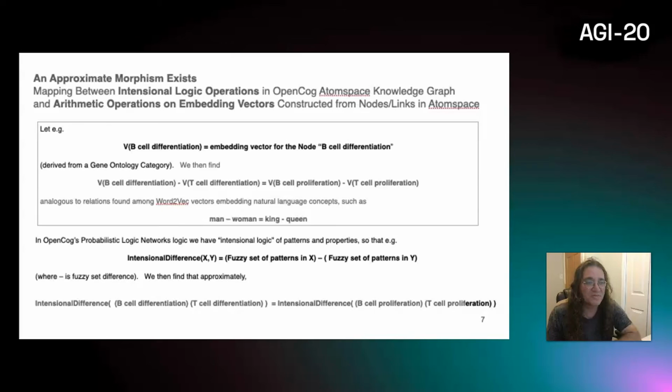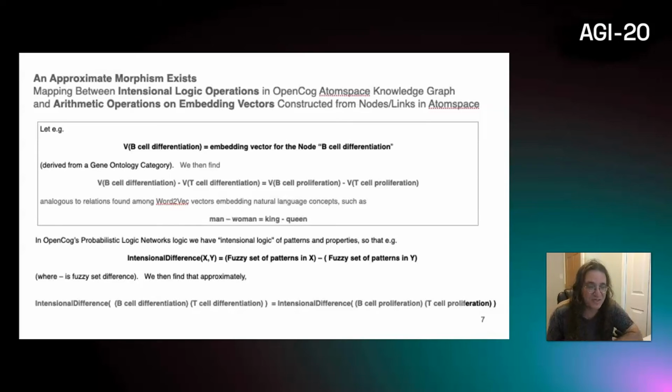And similarly, the properties B cell differentiation has but T cell differentiation doesn't are a lot of the same as the properties B cell proliferation has and T cell proliferation doesn't, because they're the properties of B versus T cells, right? And B and T cells are quite different in nature. What we find is when you have this sort of correspondence between the vectors, you can find a similar correspondence between the intentional differences in the PLN logic.